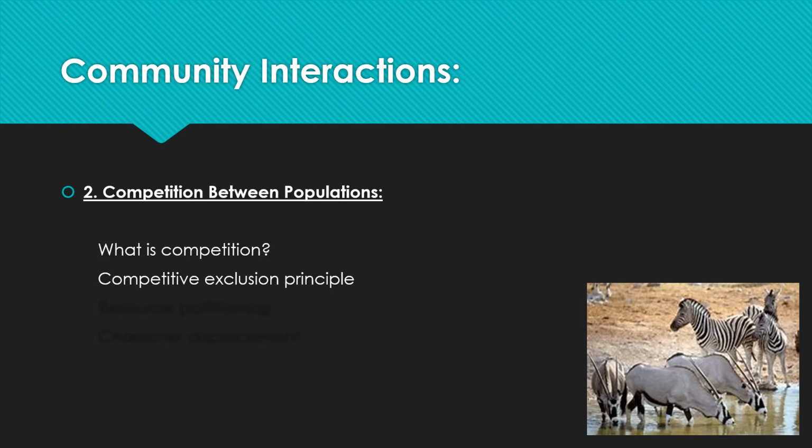5 lions, 5 zebras. They both want that water. Which one's stronger? Which one has an advantage? Let's say it's the lions. What are the lions going to do? They're going to get rid of, chase out, or kill the zebras present.